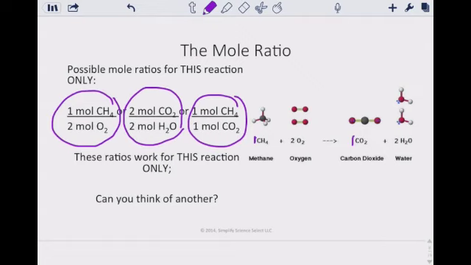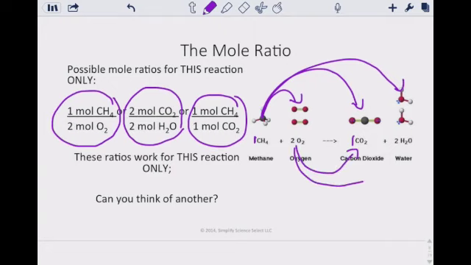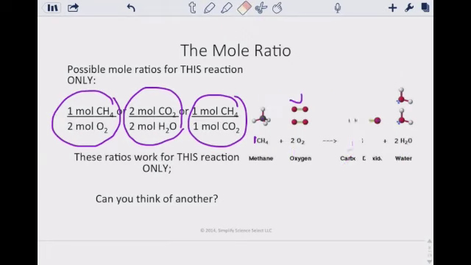So we can compare methane to oxygen, or methane to carbon dioxide, or methane to water, or oxygen to carbon dioxide, or oxygen to water. We can compare them all to each other because they're all set in a ratio to each other of 1 mole to 2 moles to 1 mole to 2 moles.